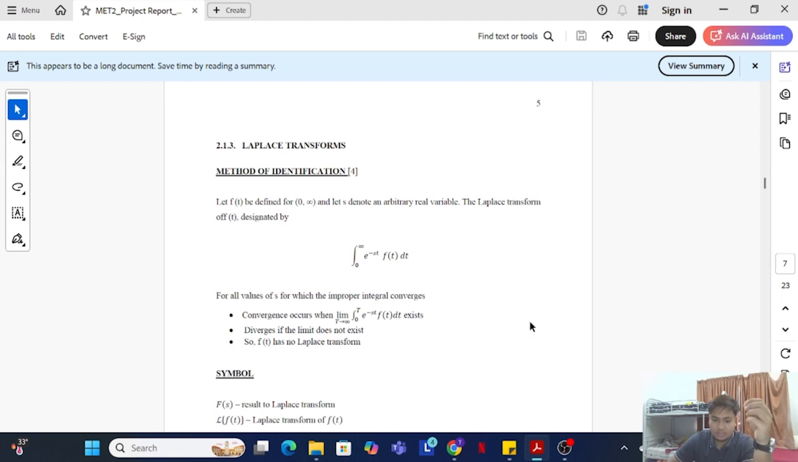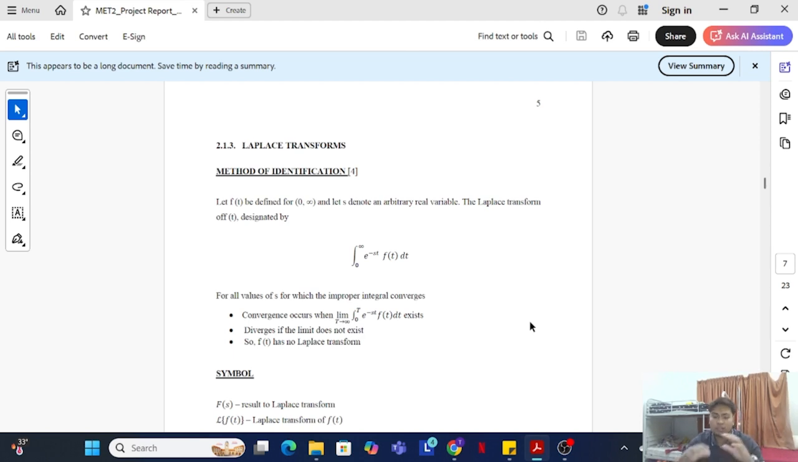directly in the equation. We conclude that the Laplace method is faster, more systematic, and ideal when it comes to initial conditions. That's why we use Laplace for this problem.